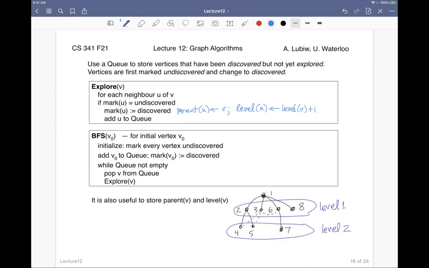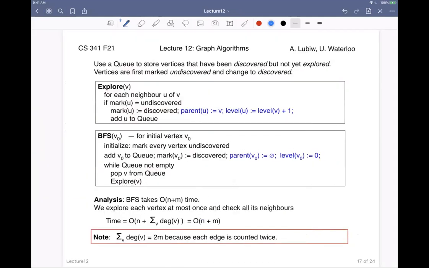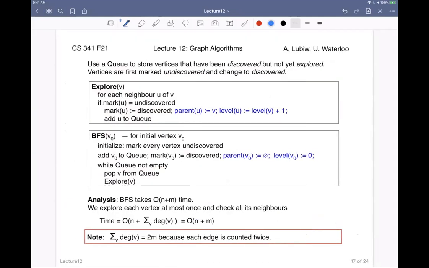The one more thing I need to add here is that when I initialize with V0, I should say the parent of V0 is empty. It's the root of my tree. And the level of V0, this is to get us started here, is 0. Okay, so this is the complete code for our breadth first search. And here it's written in, I've just typed what I hand wrote before.